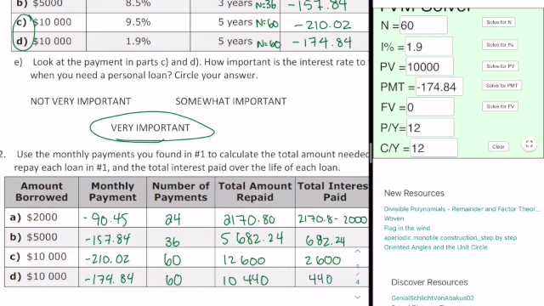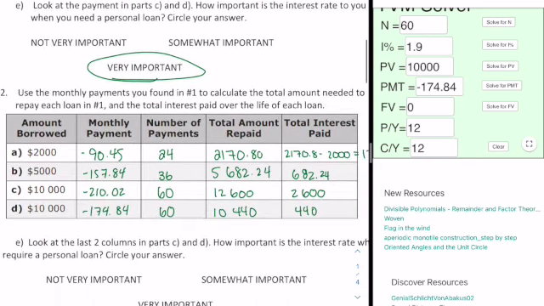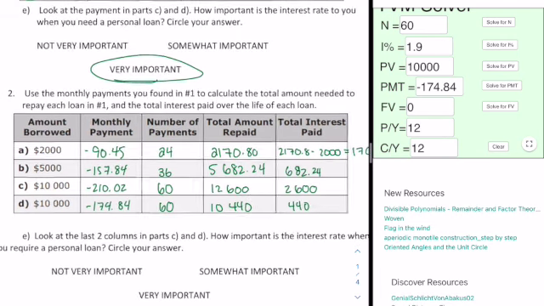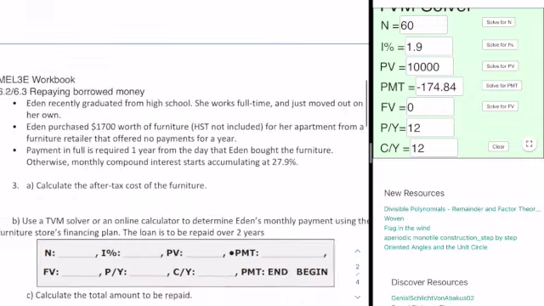So you can see the difference. Once again, E is going to ask us, this next question is going to ask us to think about the interest rate again for C and D. So you can see the difference in the total interest you'll have paid. If it's a higher interest rate, you're going to pay significantly more money. It's like $2,600 versus $440. So once again, I would say that's very important.